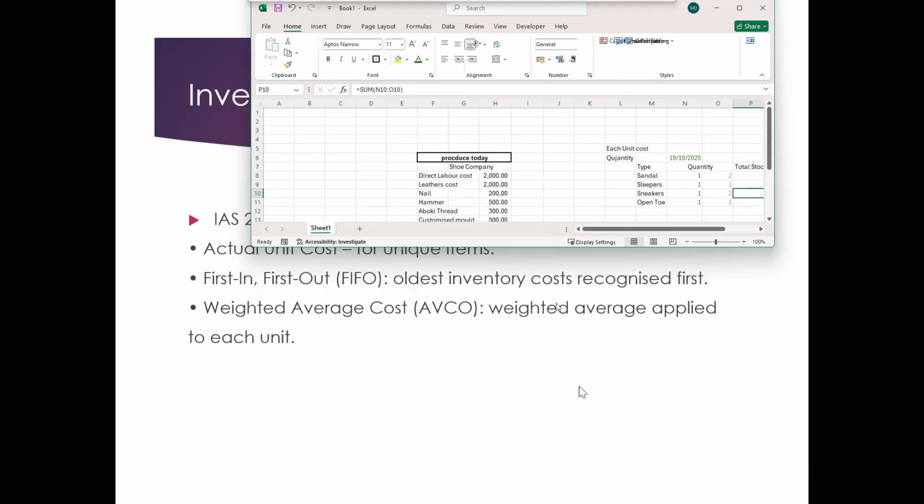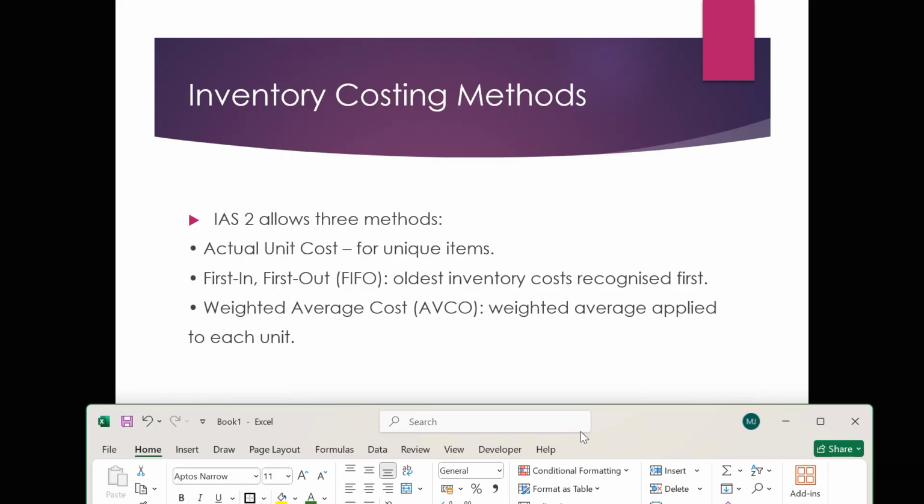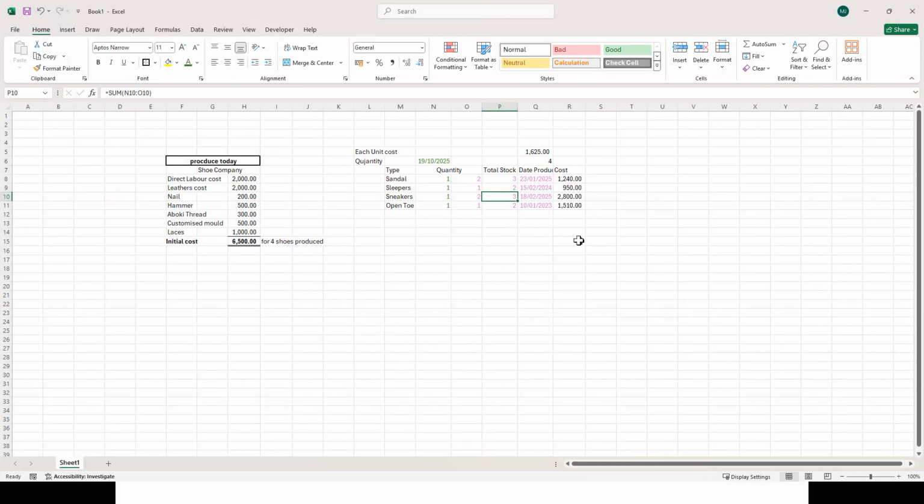So also there's another method we can use. It's called the weighted average, which is weighted average cost of capital. So the other one is when we are applying the weighted average for each one. For example, now let's say we want to sell sneakers, right? And I want to sell sneakers. Now look, okay, we have three sneakers.